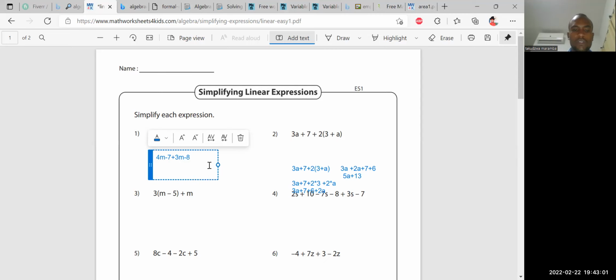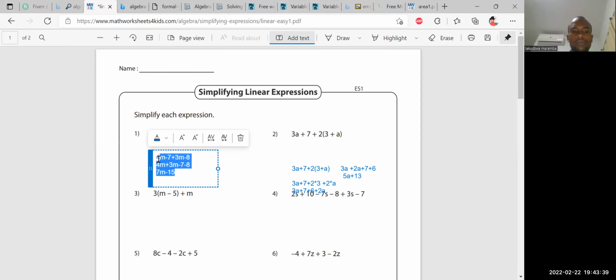You just have to regroup like terms together, to bring things that are similar to one side. For example, we say 4m plus 3m minus 7 minus 8. Then here we say 4 plus 3, we get 7m, minus 7 minus 8, we get minus 15. So that will be our answer. That's how we solve these things.